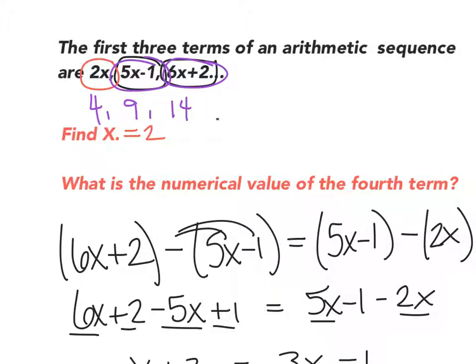So what should the fourth term be? Well, if I add 5, I should get 19. Okay, so the whole key to solving for this, I couldn't really just guess random numbers. I had to say this term minus this term is the same as this term minus this term.